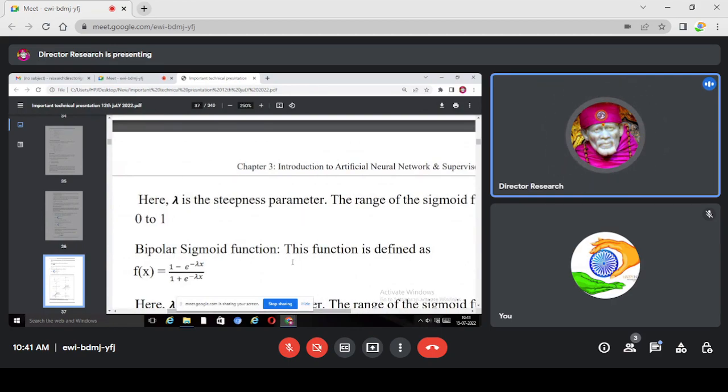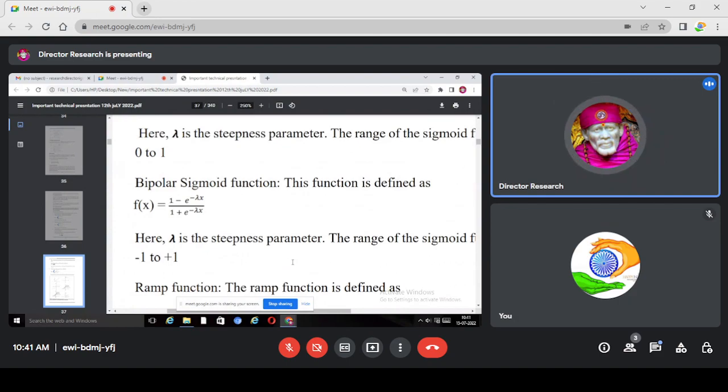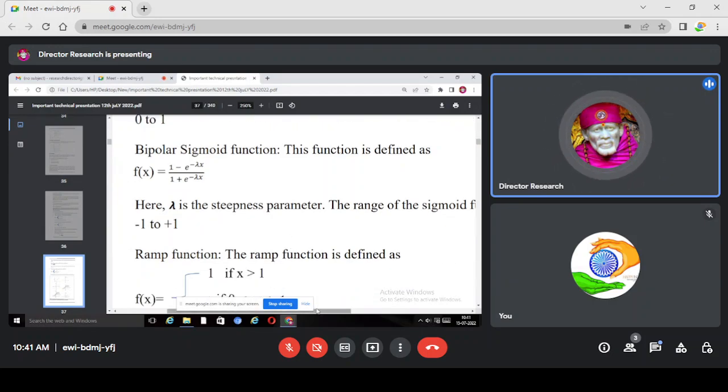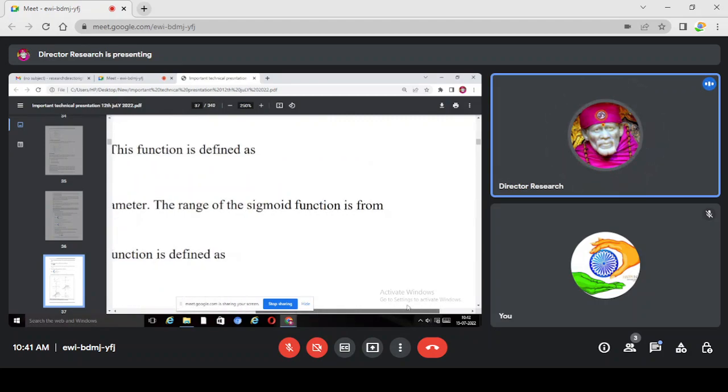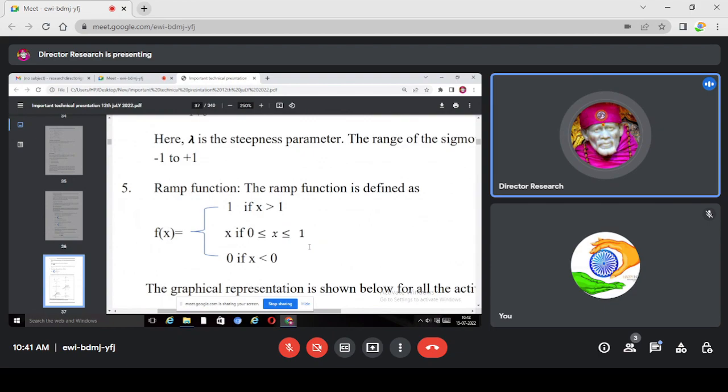This one is the bipolar sigmoid function. This function is defined as f(x) = (1 - e^(-λx)) / (1 + e^(-λx)). Here, lambda is the steepness parameter. The range of the sigmoid function is from -1 to +1.